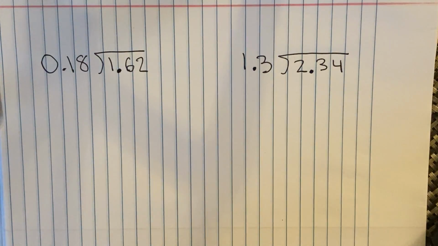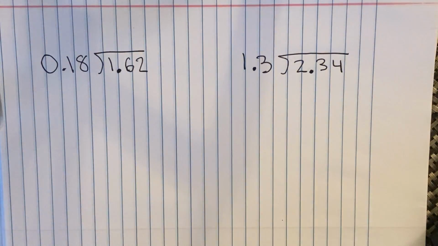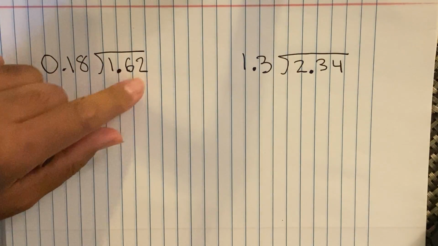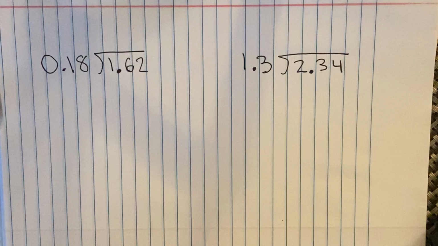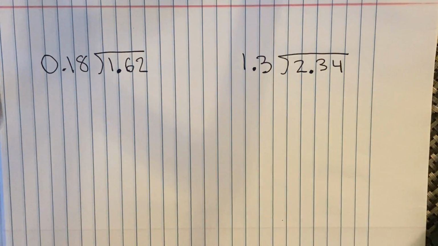Hello guys, so today we're going to practice a little bit of division with decimals, okay? And for that, I have a couple of examples written. The first one is right over here. We have 0.18 on the outside and 1.62 on the inside, right? That's what I call this part out here the outside and this part right here the inside, right?